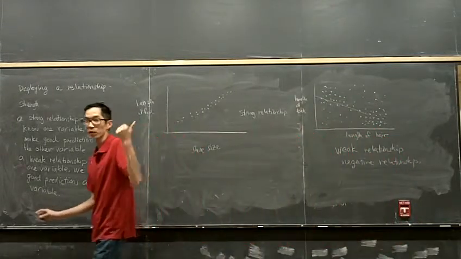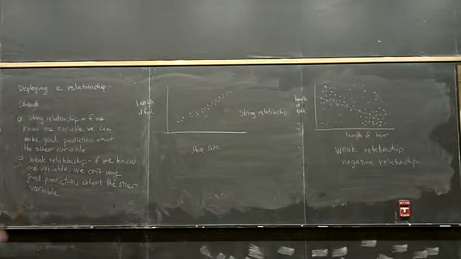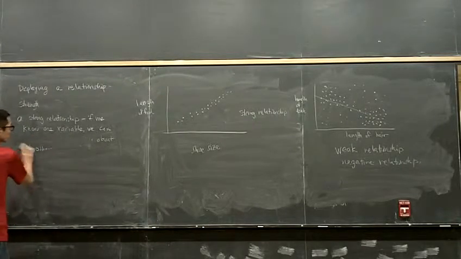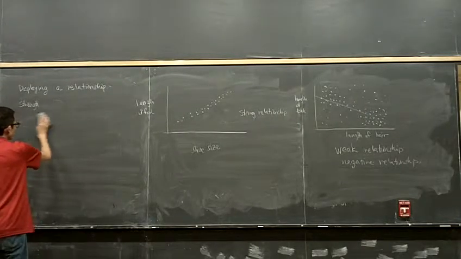So we've talked about the direction, we've talked about the strength, and then the last thing we want to talk about for a relationship between two numeric variables is the form of the relationship.